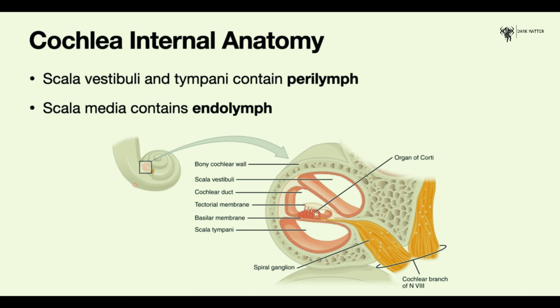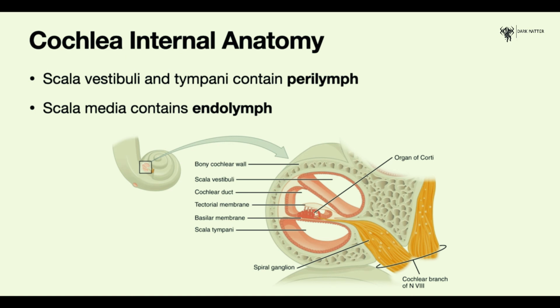If we cut through the cochlea to see its internal organization, we can see the 3 parallel canals. The top one is called the scala vestibuli. The bottom one is called the scala tympani, and the middle one is called the scala media.